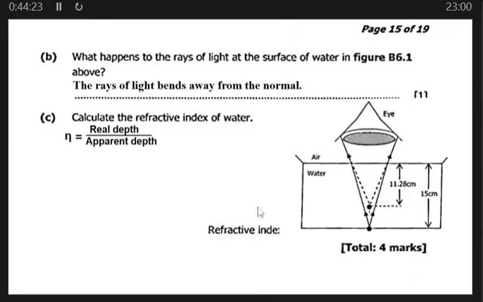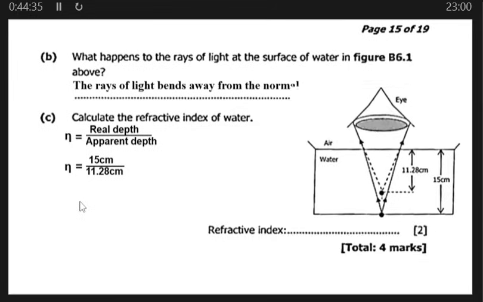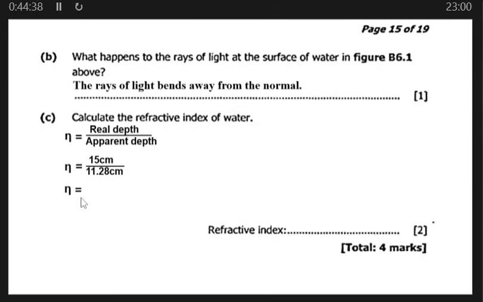So here we are going to say real depth is equal to this value here, 15 centimeters, divided by 11.28 centimeters. These units will cancel, so we'll have the answer as 1.33. Refractive index does not have a unit, because the units cancel out. So our answer is 1.33. Let's go to the next question.